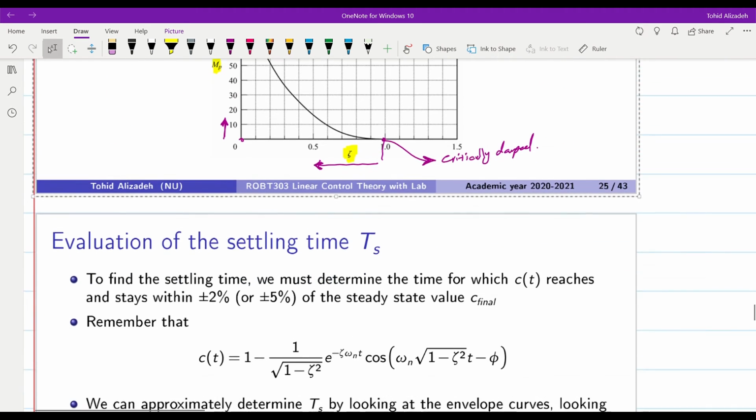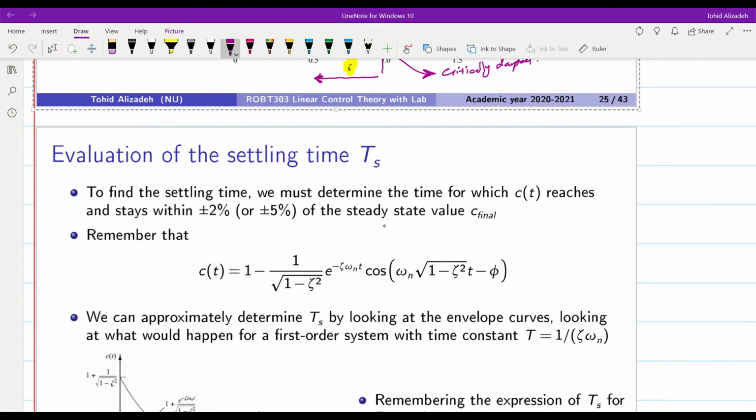The next parameter to evaluate is the settling time, Ts. In order to find the settling time, we need to determine the time for which c of t reaches and stays. So it reaches and stays, this is important, within plus minus 2% or plus minus 5% of the steady state value, or C final, which is equal to 1 for our case.